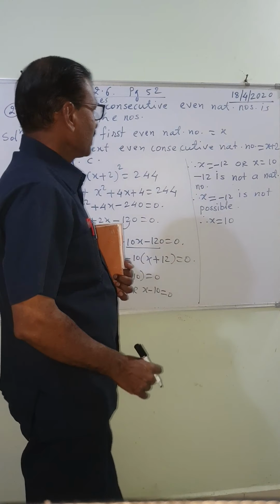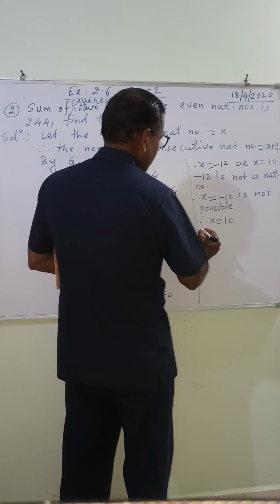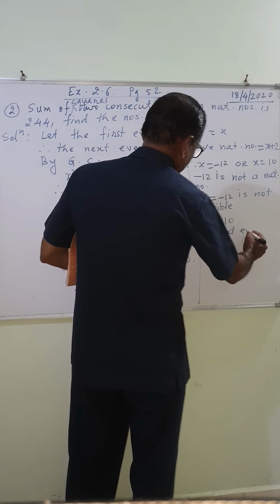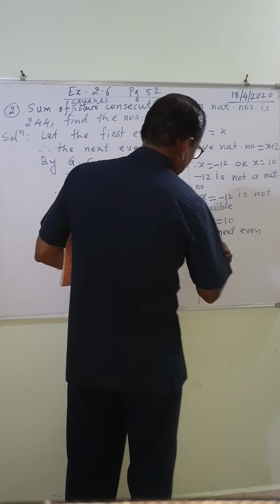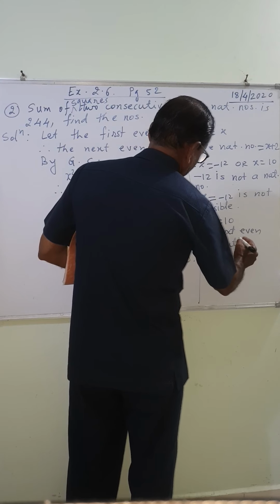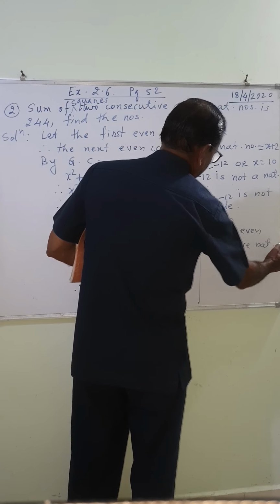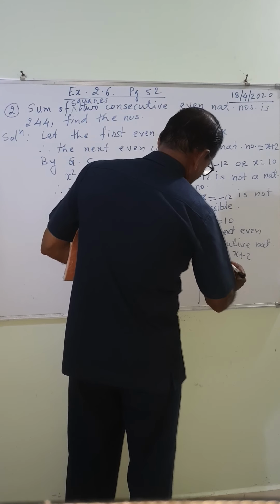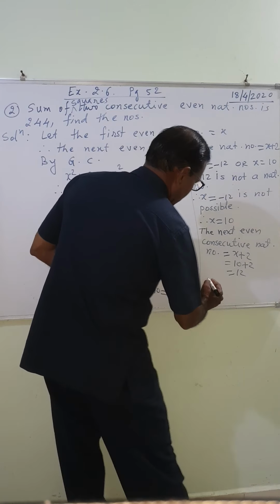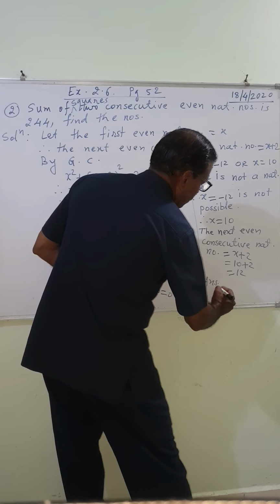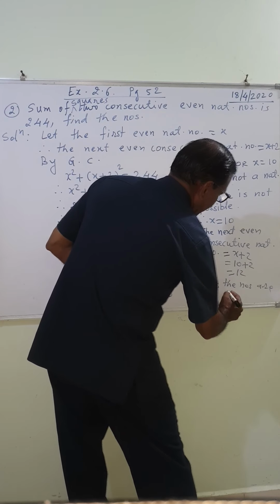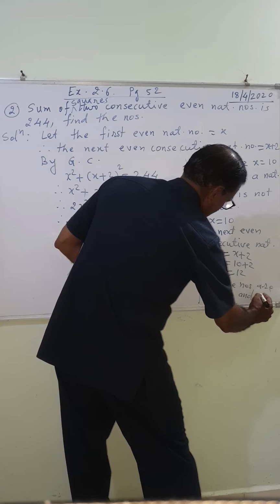The first number is 10. The next even consecutive natural number is x plus 2, which is 10 plus 2 is equal to 12. Answer: the numbers are 10 and 12.